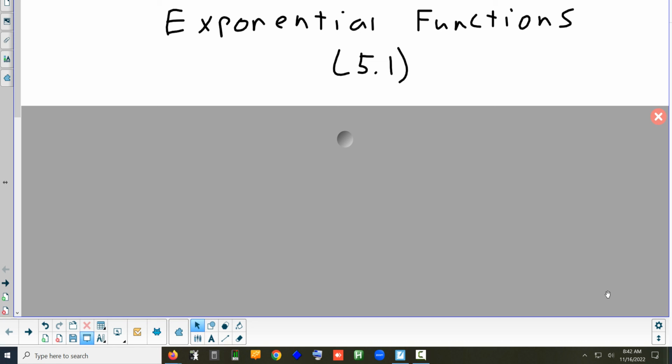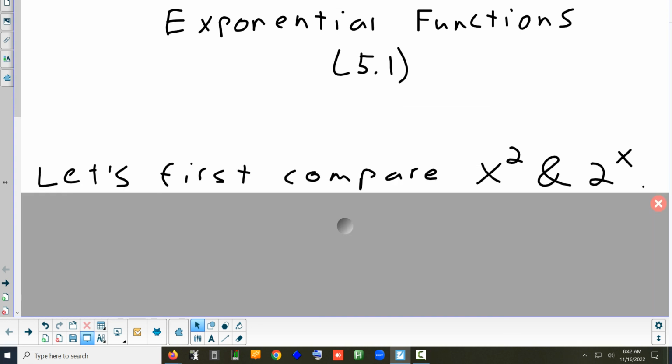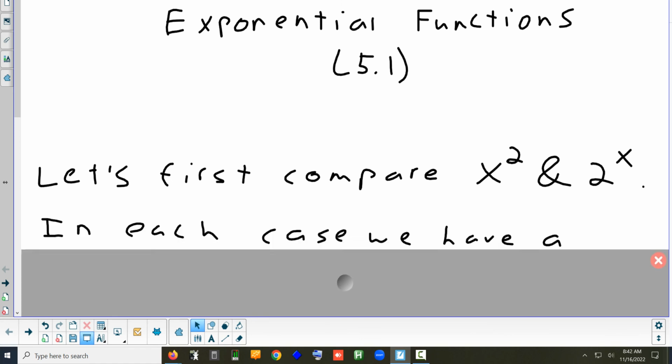So let's finish up by looking at section 5.1, which is on what we call exponential functions. First thing we'll do is take a look at two different expressions. One of them is a polynomial. The other one is an exponential. Each one of those expressions has two things in it, an x and a 2.